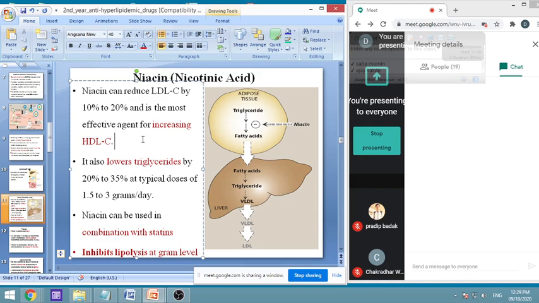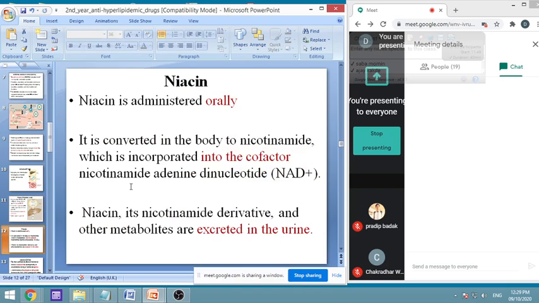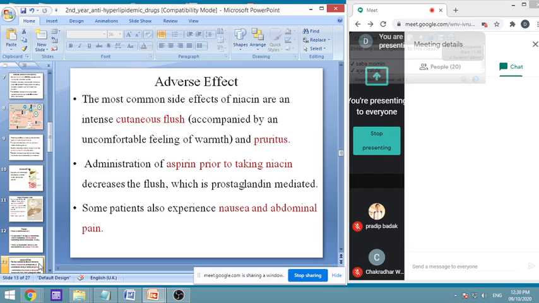It can be used in combination, and it inhibits lipolysis at a gram level. So that means it will break down lipolysis, and it is another benefit. It is administered orally. In the body it is converted to nicotinamide, an important cofactor, nicotinamide adenine dinucleotide, NAD plus or NADPH, as you might have seen. Its nicotinamide derivative and other metabolites are excreted in urine. This is the pharmacokinetics. The most common adverse effect of niacin is intense cutaneous flush.